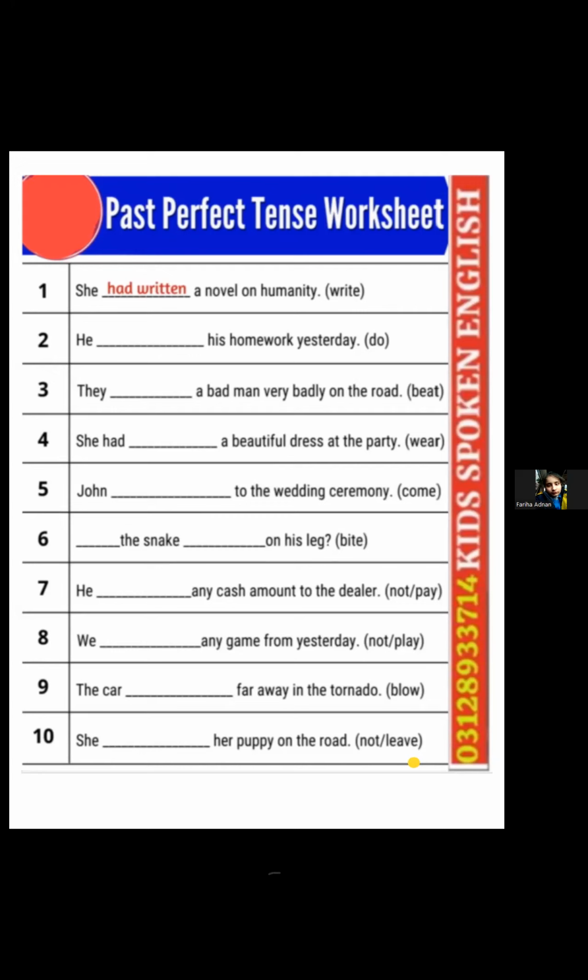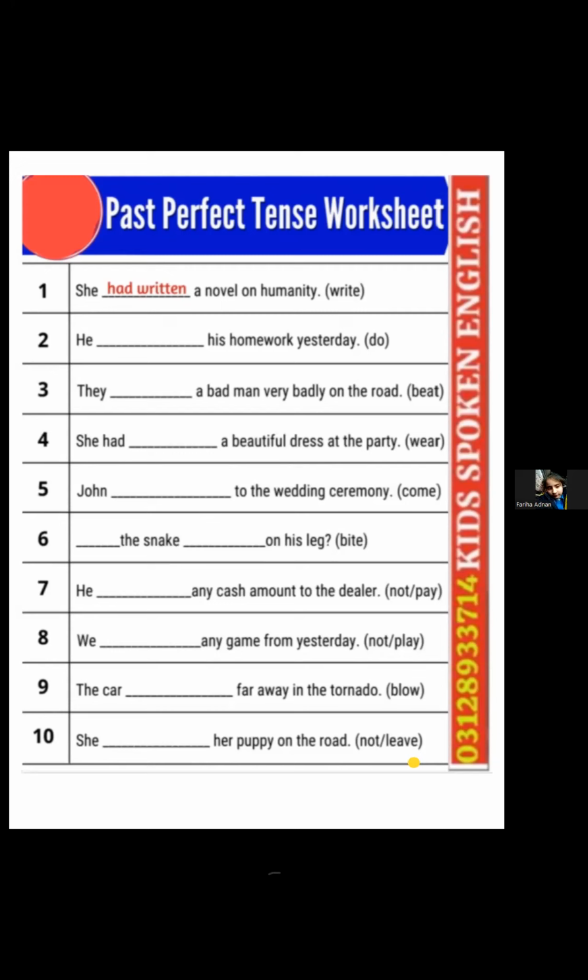Yes, Iman, make John's sentence. John had come to the wedding ceremony. Came is not the third form. Come is the third form. Come, came, come. Okay, ma'am.